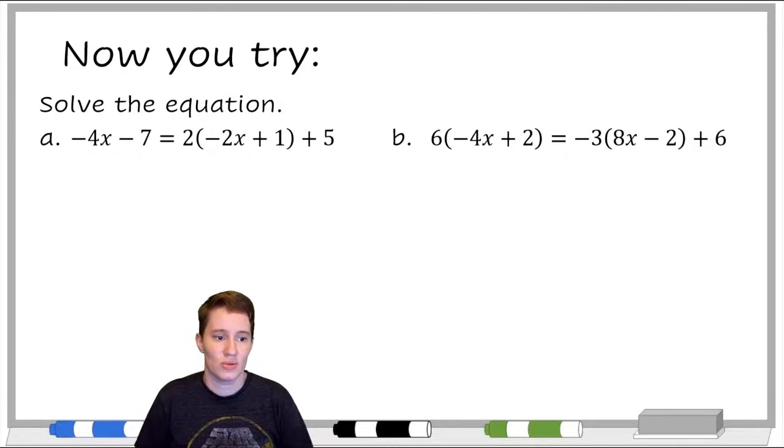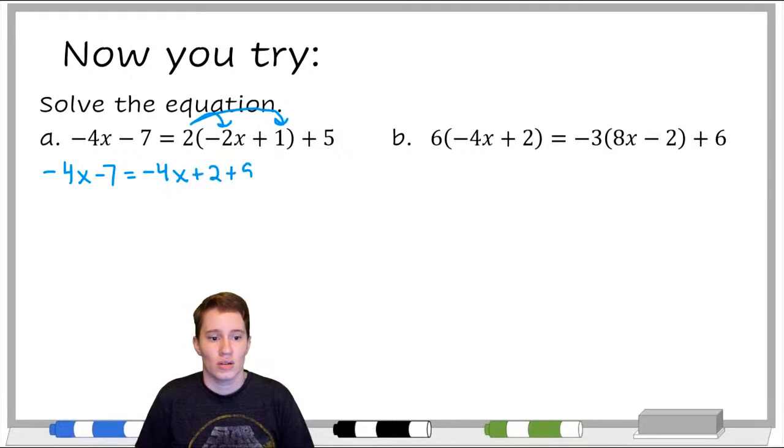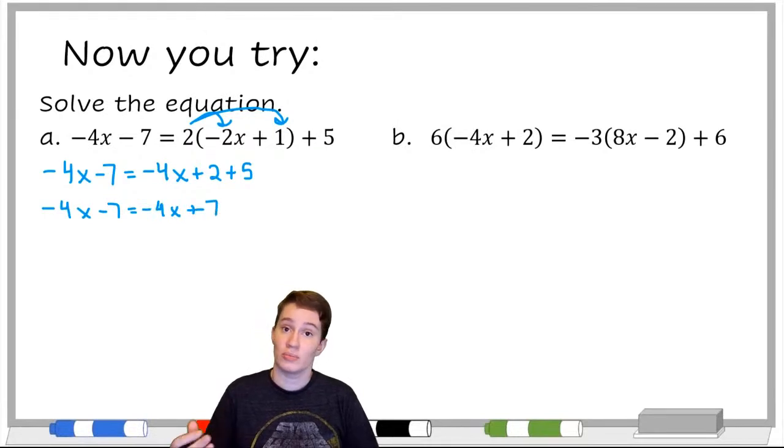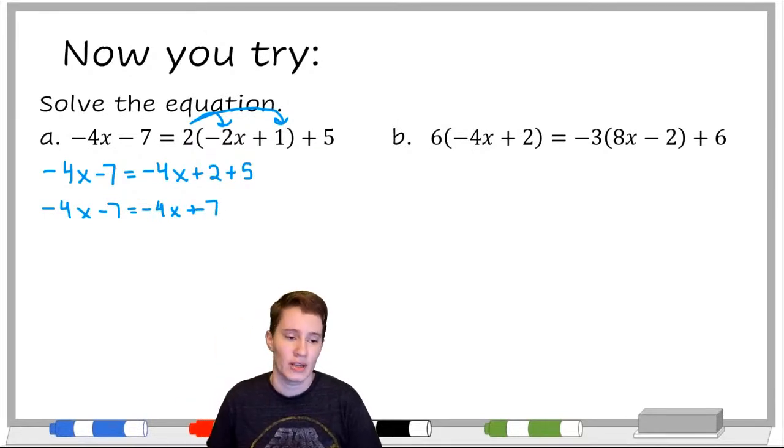There's nothing I need to do on the left because there's not a parentheses, but on the right I need to do 2 distributed into the parentheses. So 2 times negative 2x is negative 4x, and 2 times 1 is 2. And so we do have like terms here on the right side. I can add 2 and 5 together, so let's do a rewrite. And this could be the place where you're like, oh, I know the answer. Or it could be you decide to go ahead and add the 4x to both sides.